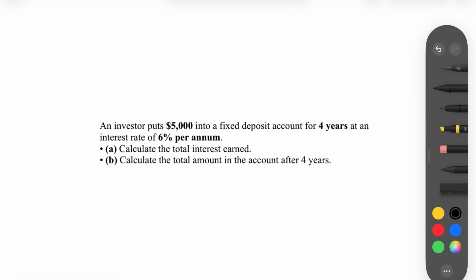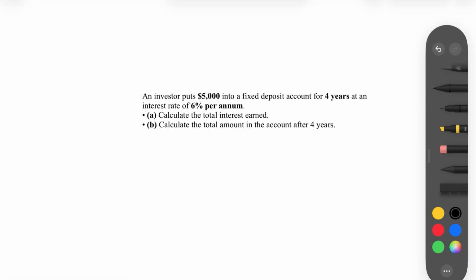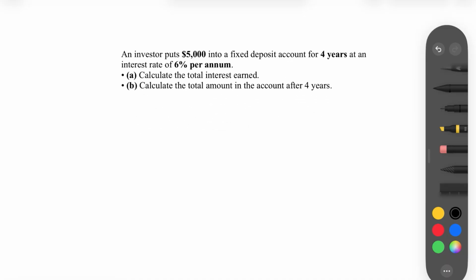Now, here's a question that we're going to do on our own. It says an investor puts $5,000 into a fixed deposit account for 4 years at an interest rate of 6% per annum. Calculate the interest earned, and calculate the total amount in the account after 4 years. So not only are we going to calculate the interest that the investor is earning, but also the total amount that we're paying plus the interest.